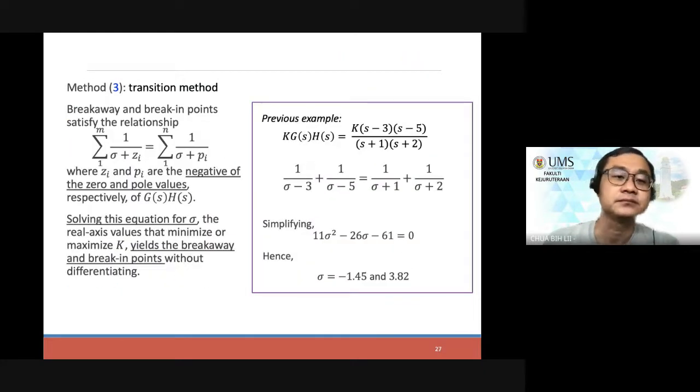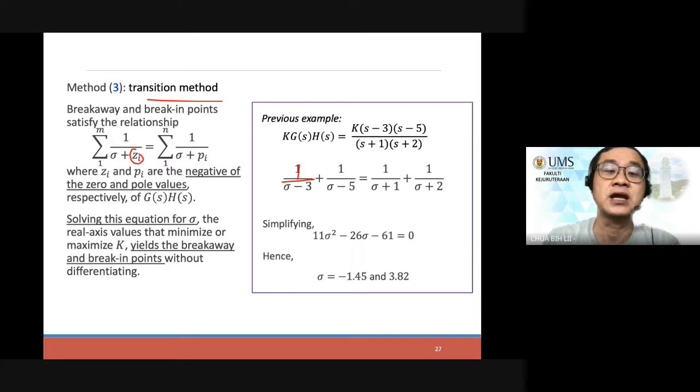The third method, we call the transition method. For the transition method, we will use this equation: the summation of 1 over sigma plus the zeros equals the summation of 1 over sigma plus the poles. We just use this as an example so that you can see how we can apply it. So what we do, you just use 1 over sigma with all the zeros.